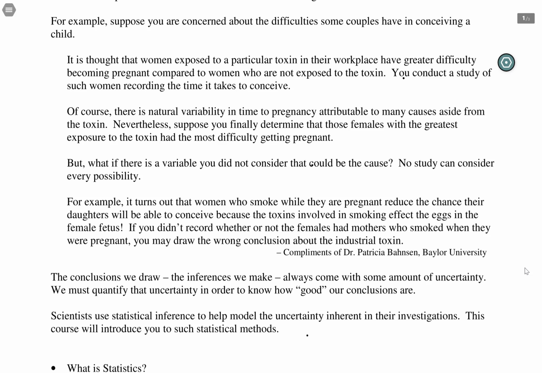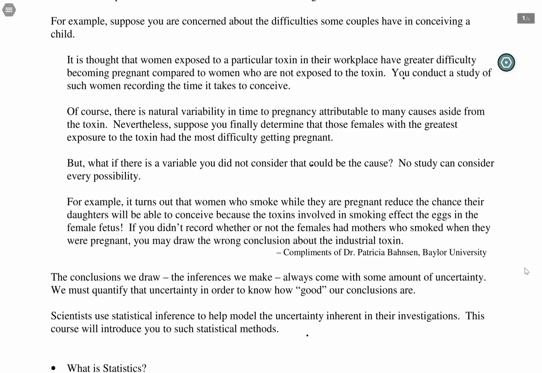Now, when you think about time to pregnancy, there's of course natural variation. That has causes aside from the toxin: the age of the female, the male himself, other factors attribute to the time to pregnancy, and so there's natural variation in that time. But what we want to see basically is there greater time, or greater difficulty in becoming pregnant, as a result of exposure to this toxin.